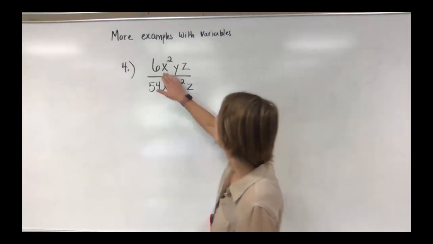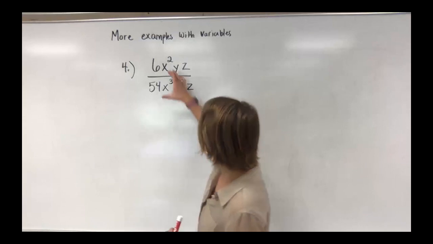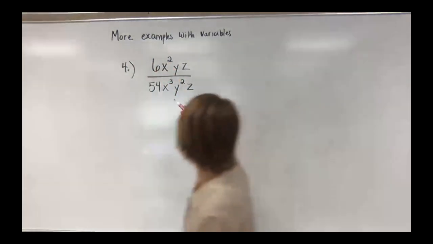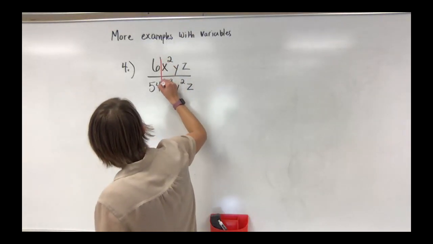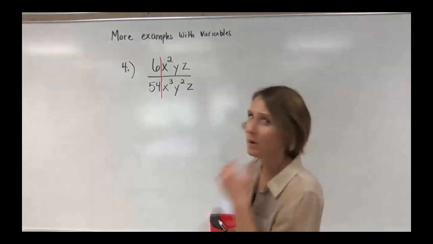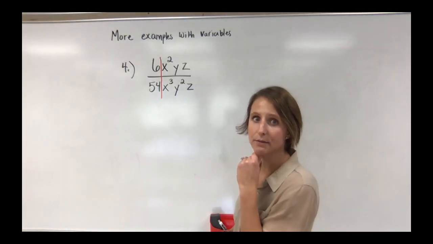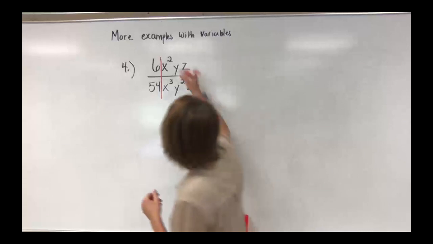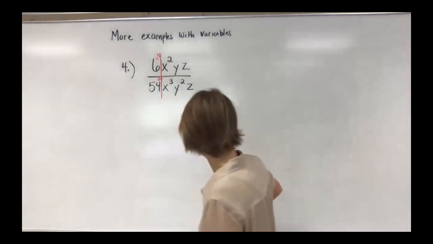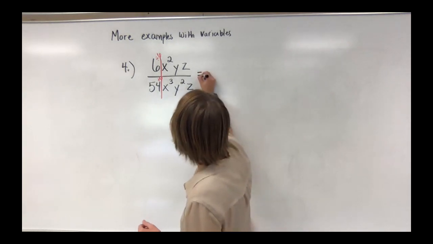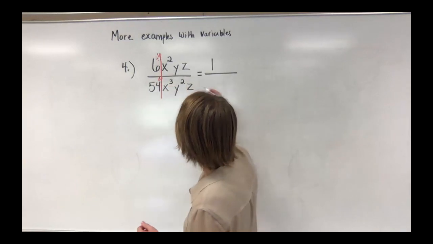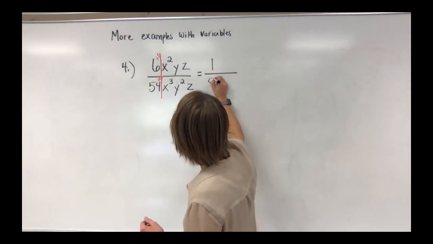Our last example, we just had variables present. This example, I see some numbers and I can simplify those numbers because they share a common factor outside of 1. So I'm just going to put my line in there to help isolate what I'm looking at. 6 and 54, what is a common factor they share outside of 1? 6. I can take 6 and divide it by 6. I can take 54 and divide it by 6. So that looks like 6 divided by 6 is 1 over 54 divided by 6 is 9.